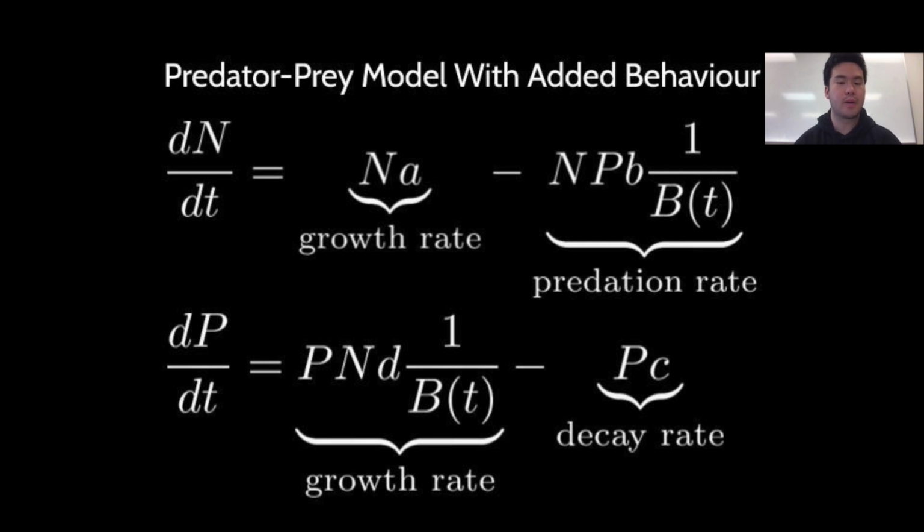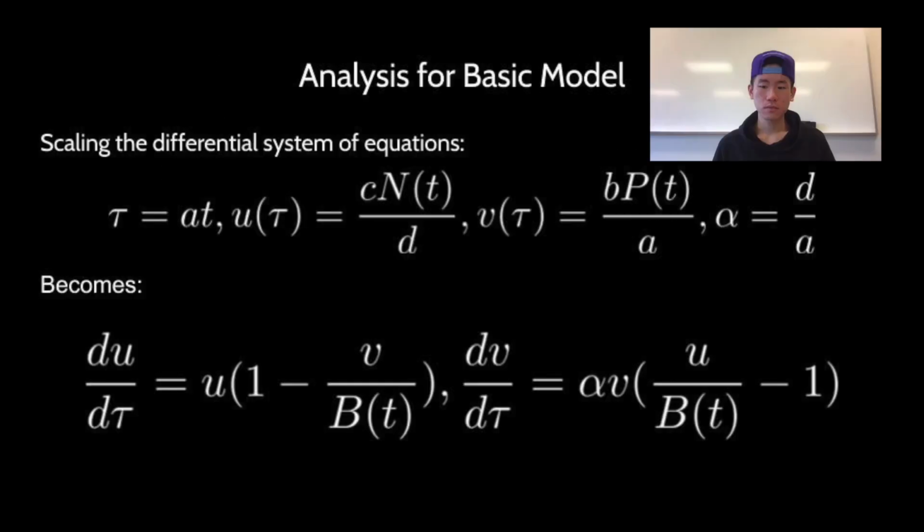We multiply predation rate by the inverse of B of t, the anti-predator behavior rate in prey, since B of t is inversely related to predation rate. For example, an increase in anti-predator behavior leads to a decrease in the rate of predation. Using the same reasoning, the growth of predators is also multiplied by the inverse of B of t.